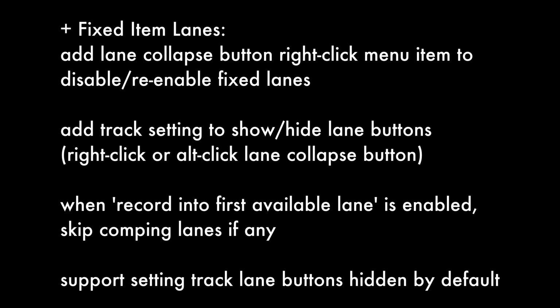Fixed item lanes. Add lane collapse button right-click menu to disable and re-enable fixed lanes. Add track setting to show or hide lane buttons, right-click or alt-click lane collapse button. When record into first available lane is enabled, skip comping lanes, if any. In the preferences, support setting track lane buttons hidden by default.